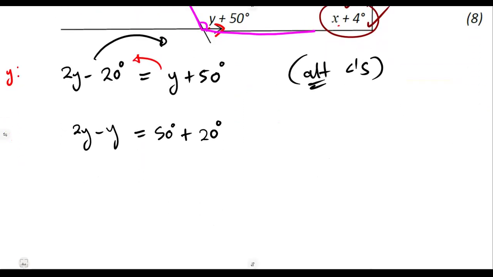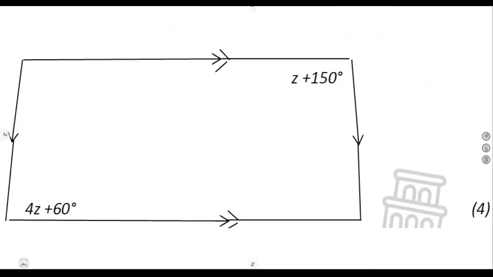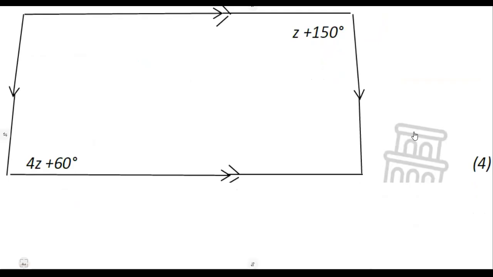All right, so let's simplify, collect our like terms as we have. 2y minus y, that's 1y there. So y is equal to 50 plus 20, which is 70 degrees. 1y and y, guys, is just one and the same. If I write 1y, if I write y, it is just one and the same. So y is equal to 70. All right, that's it.